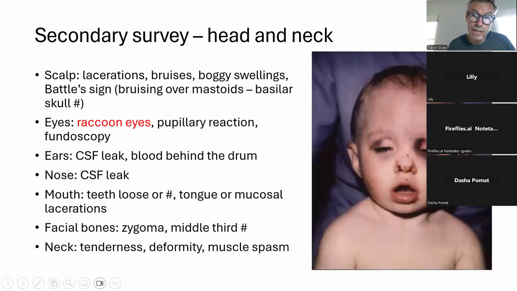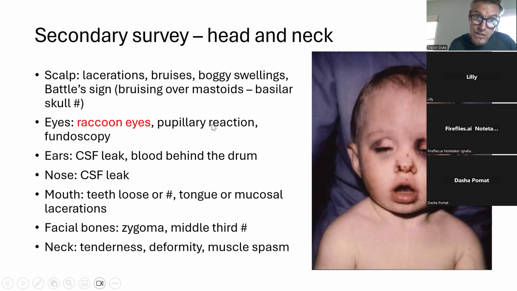The secondary survey of the head and neck involves, first of all, the secondary survey is an examination of the entire child, but specifically for the head and neck for a child with a traumatic brain injury. Then you're looking for the things that I mentioned before. You're looking for bruises or boggy swellings on the scalp. You're looking for Battle sign, which is bruising over the mastoids. Again, that can indicate a base of skull fracture. This young boy didn't have that, but he did have what's sometimes called raccoon eyes, which are really dark bruises, hematomas around the eyes. So he most certainly had clinically a base of skull fracture.